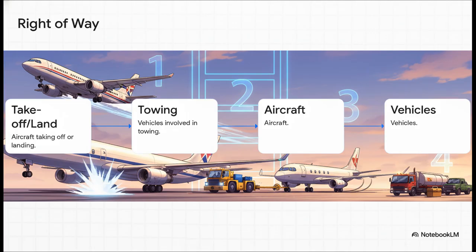Just think about the physics here for a second. A tug pulling a massive aircraft is heavy, it's awkward, and it is very hard to stop quickly. So they get the next right of way. Number 3, aircraft. Just a regular aircraft taxiing under its own power. And finally, at the bottom of the ladder, number 4, vehicles. These are your standard maintenance trucks, fuel bowsers, things like that. You really need to memorize this exact order for the exam. Taking off or landing aircraft, towing vehicles, regular aircraft, then regular vehicles.